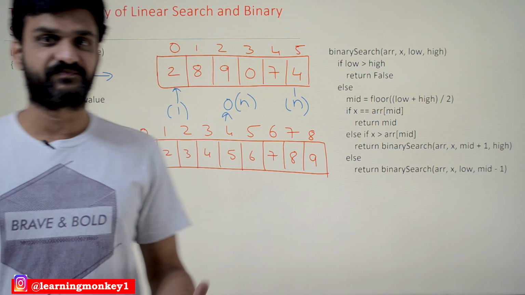So log n means, we'll try to expand this. Here we are having 9 elements. Now we can write this as 2 power 3 point something. For better understanding, we'll take only 8 elements, so it will be easier for you to understand.